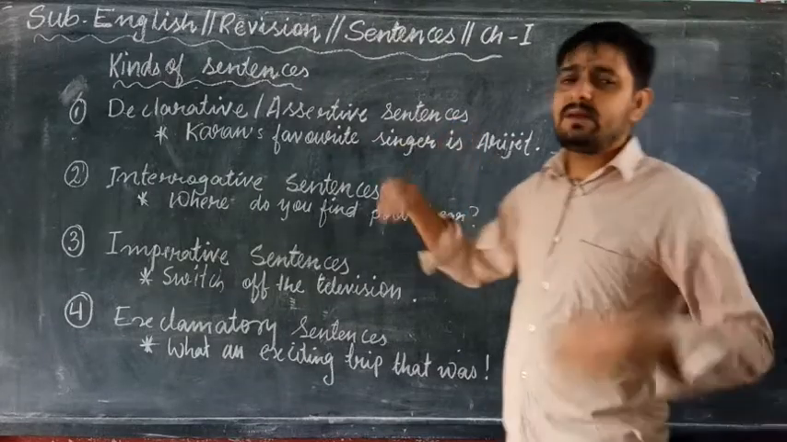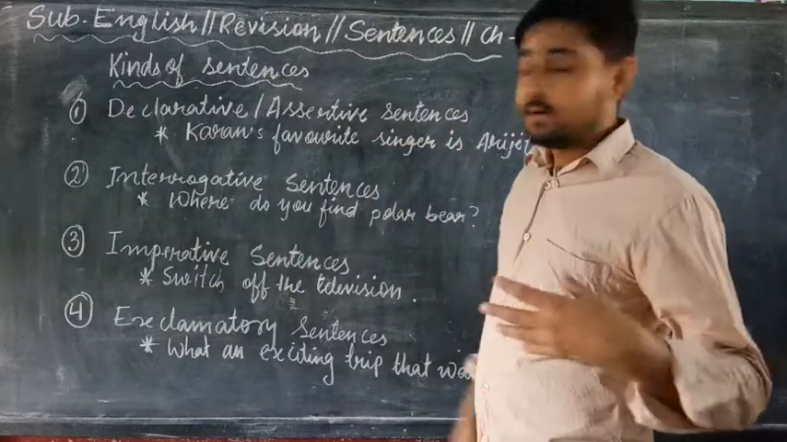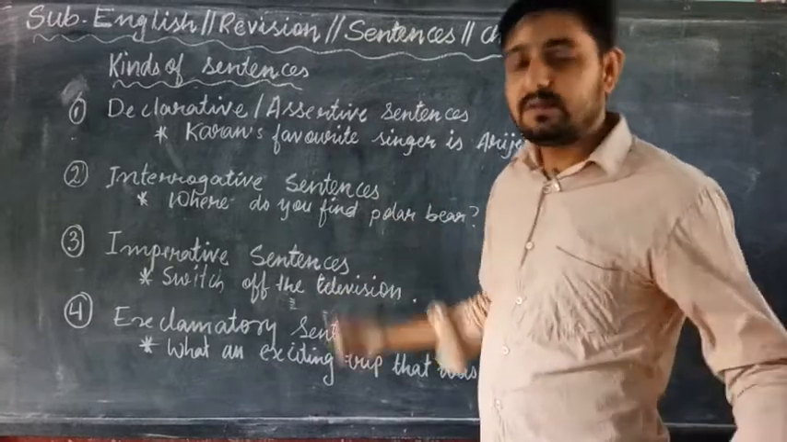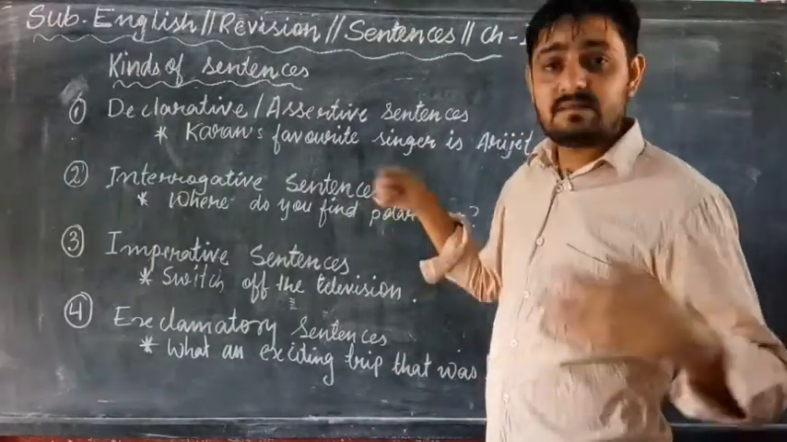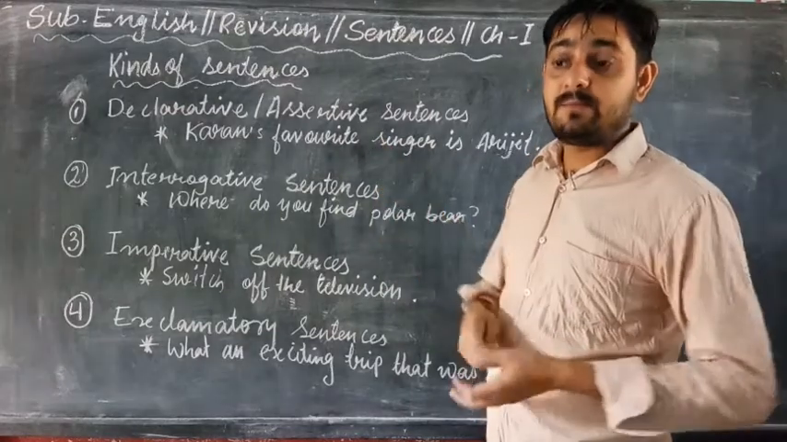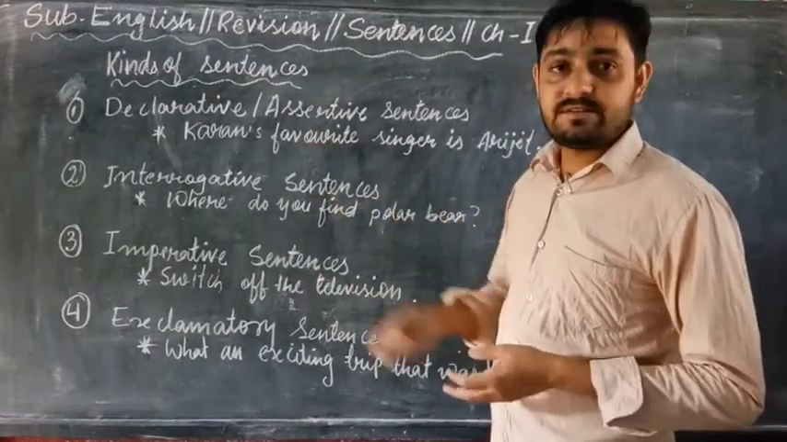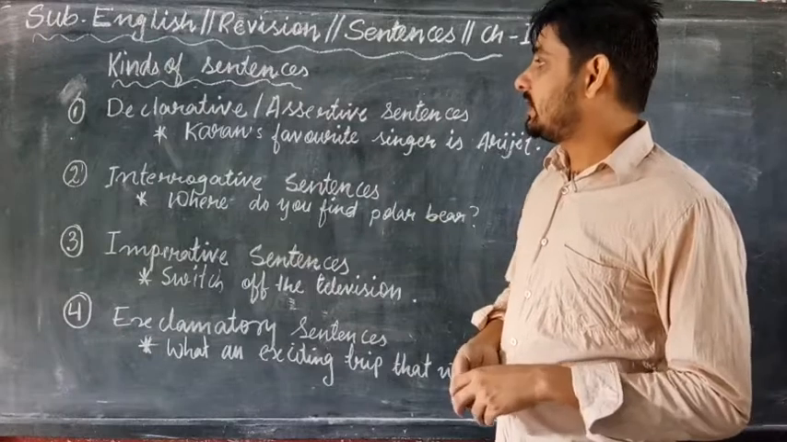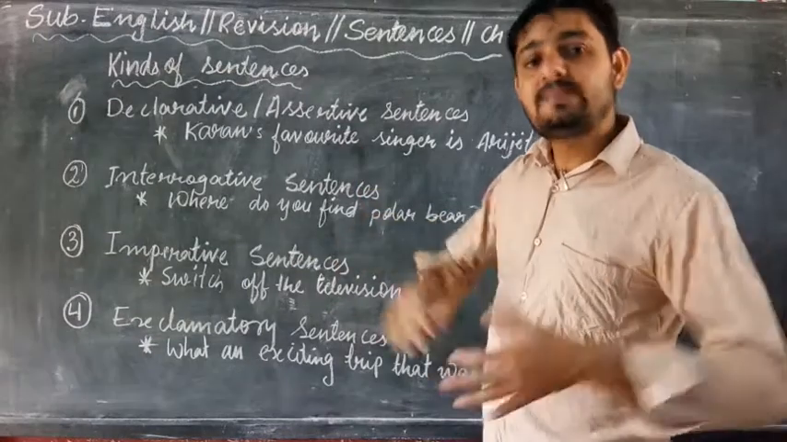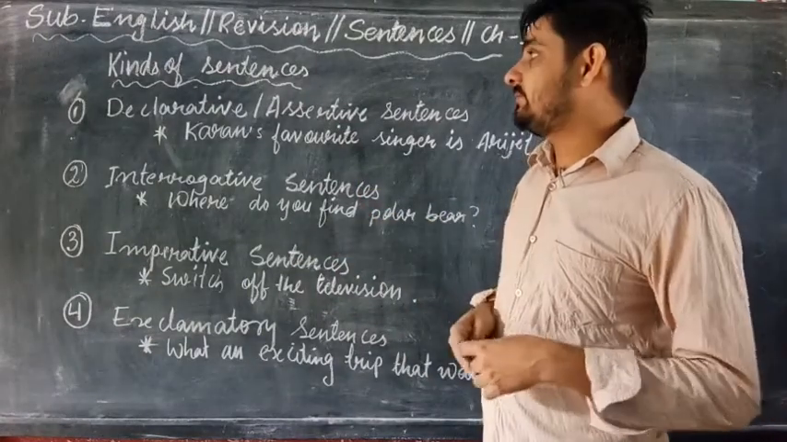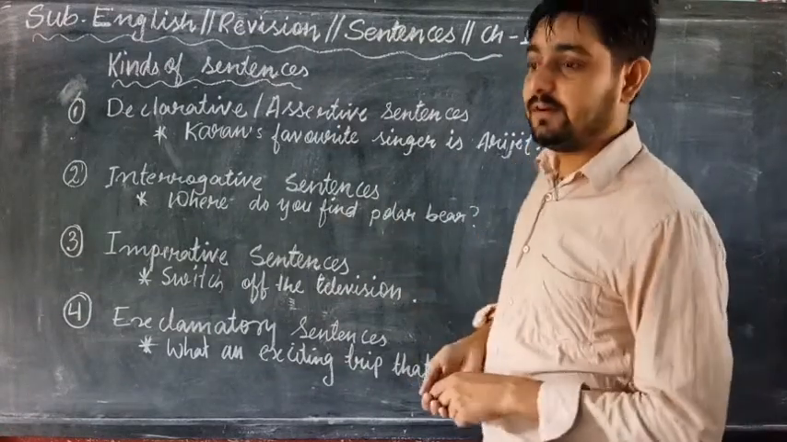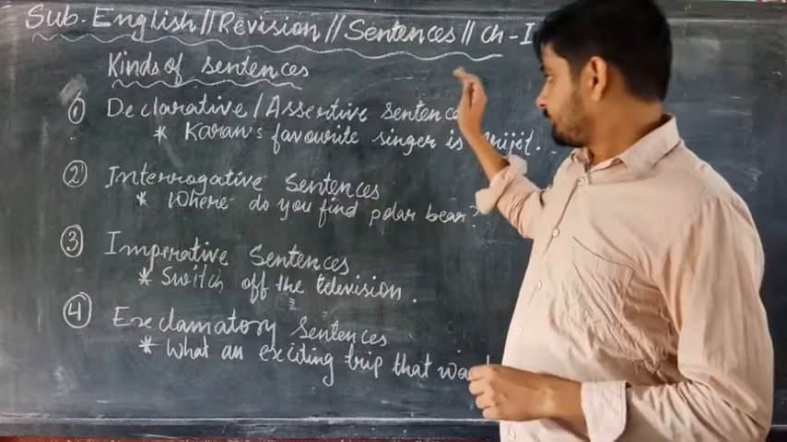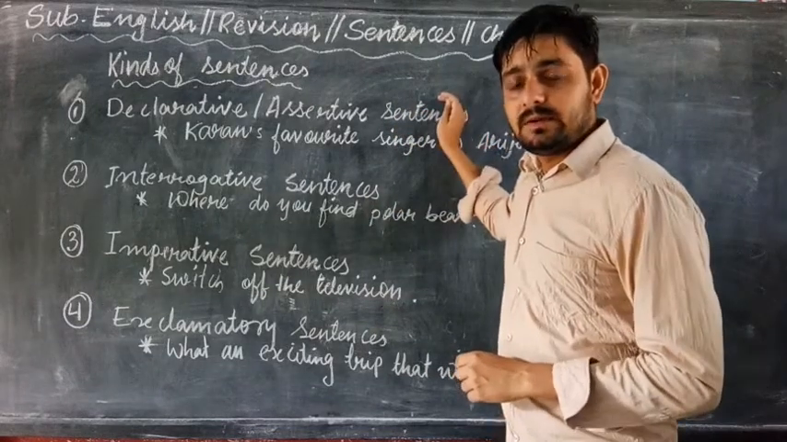There are many other statements. Karan is not a good boy. It's also called a statement. Karan is a very good boy. Karan is a brave boy. Karan is an honest boy. Karan likes to play football. These are all statements, examples of declarative sentences. I hope it is clear to you.